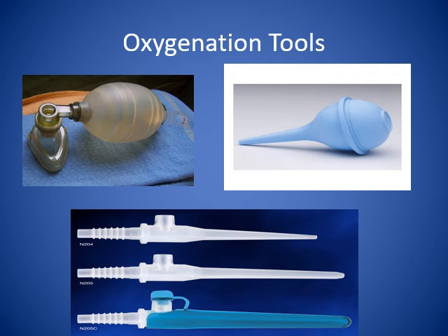This is an ambu bag that would provide positive pressure ventilation. We have different size masks for pediatric patients. These you can see at Hasbro, they connect to the wall suction. They're called little suckers. They're great. They get the boogers out a little bit more efficiently than a bulb syringe.